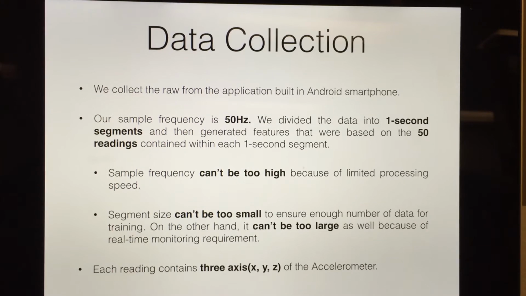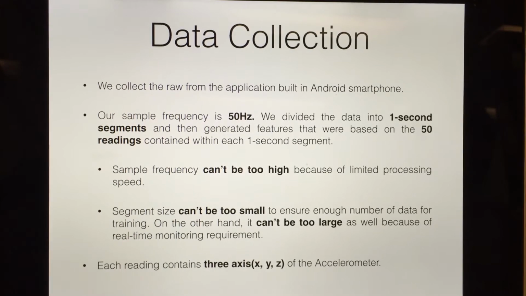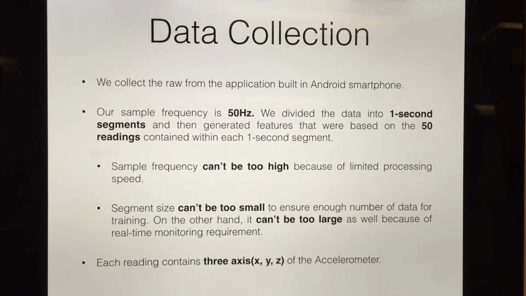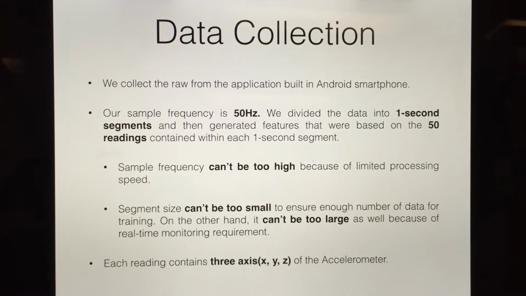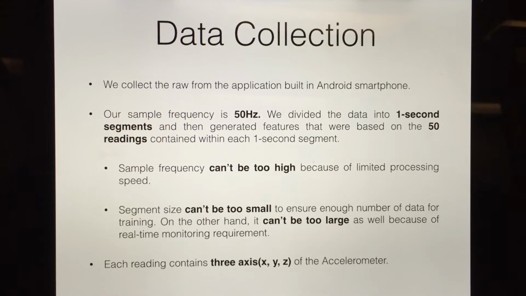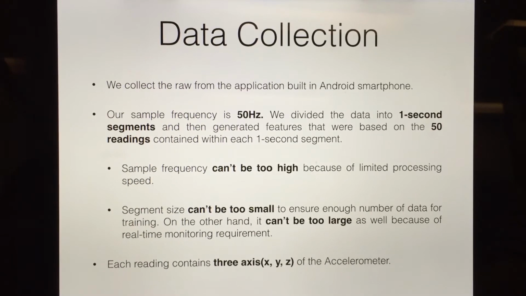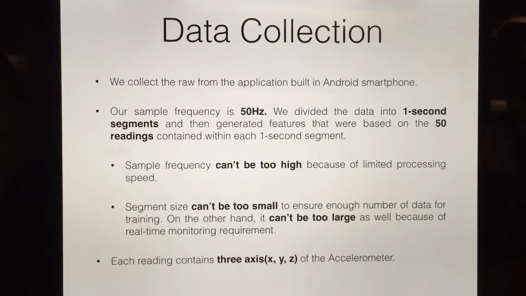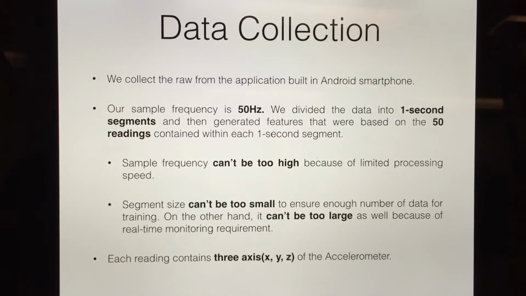So, I will start with the data collection. We collect the raw data from the application built on our Android smartphone as mentioned before. Our sampling frequency is 50 Hz. We divided the data into 1 second segments and generated features based on the 50 readings contained within each 1 second segment. We have to consider many factors when we select such a sampling frequency. It can't be too high because of the limited processing speed. We need to write all the data into the web server database.